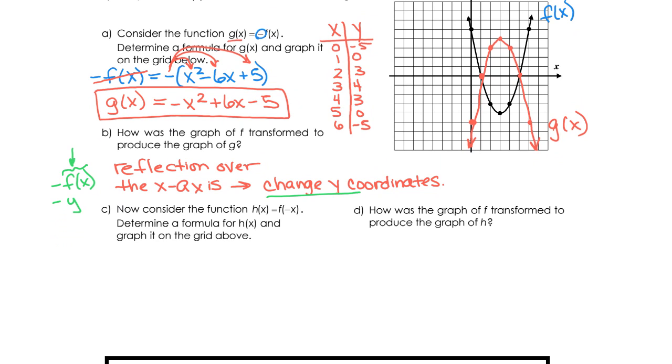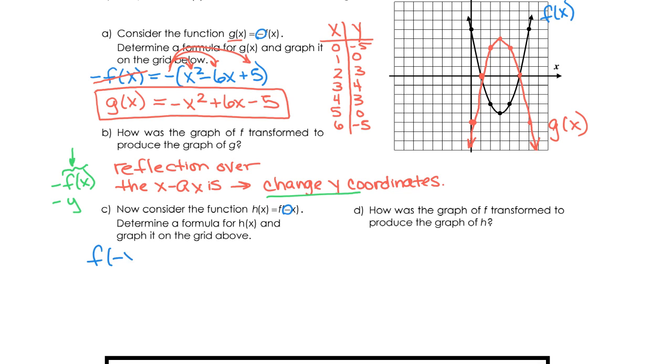And C says, now consider the function h of x. And h of x is equal to f of negative x. So they squeeze the negative in here now. Determine a formula for h of x and graph it on the grid above. So we're going to go ahead and steal our f of x.